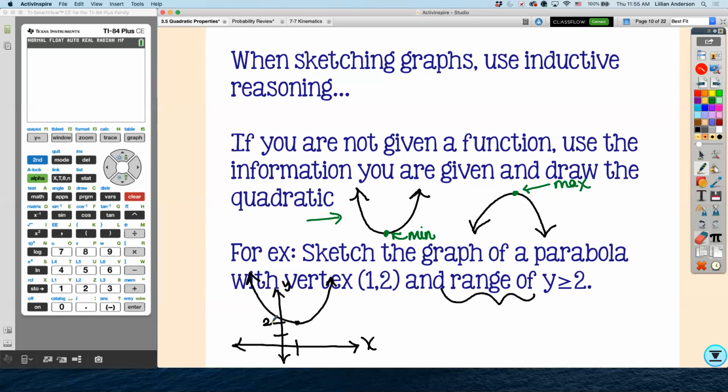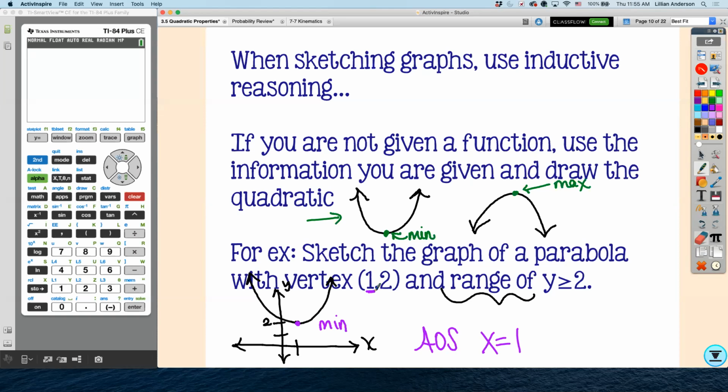And this point right here, where my vertex is located, is that a min or a max? It's a min. Okay, very good. Even though it doesn't ask, this is a good time for me to go back over some stuff. What is the axis of symmetry? x equals 1, because remember, it is the x-coordinate of your vertex.